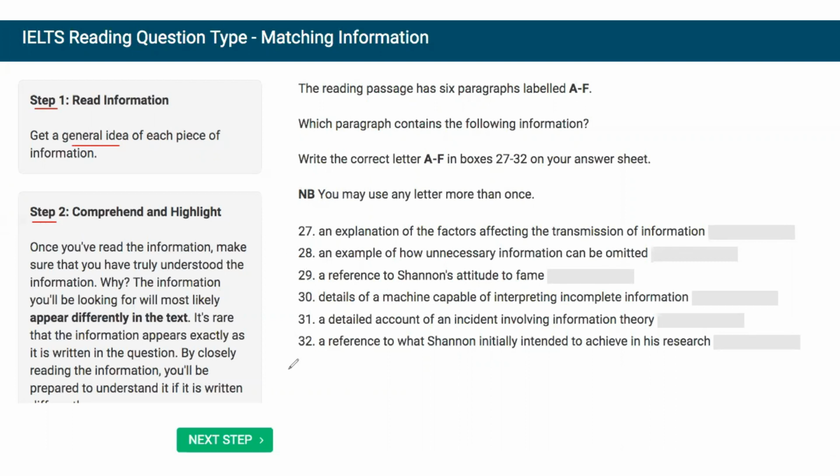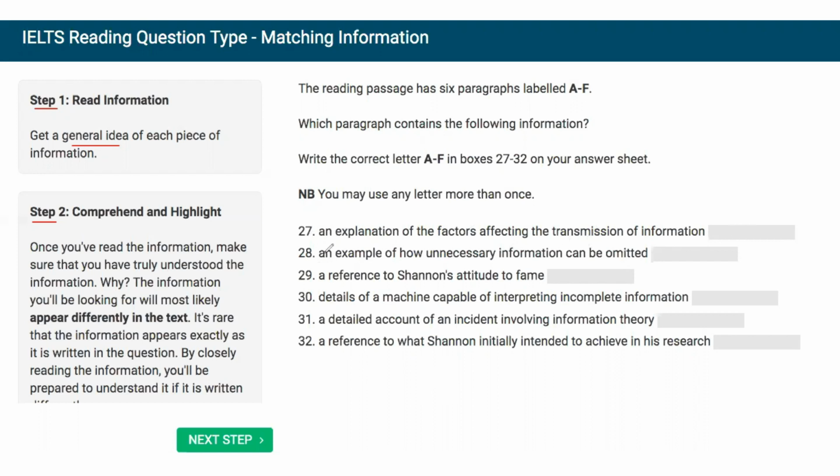So this will help me understand what the passage will be about and what I have to look for during the exam. So let's just read it together. Number 27, an explanation of the factors affecting the transmission of information. Already we know that something about information is going to be included in this passage. Number 28, an example of how unnecessary information can be omitted.